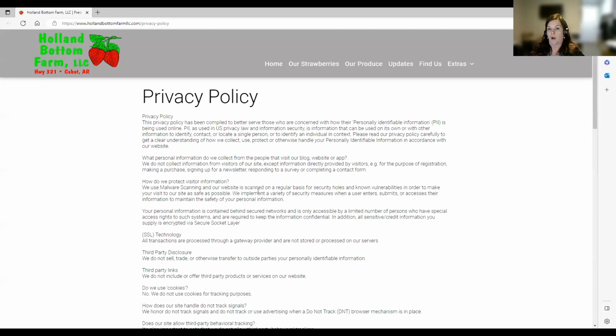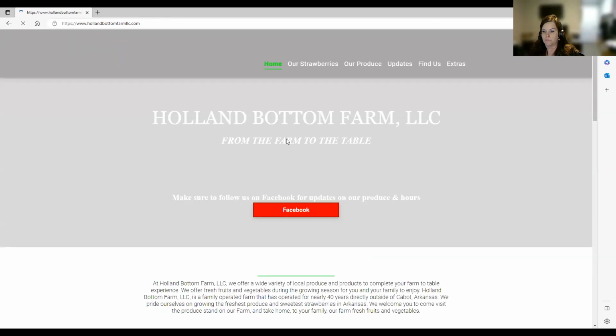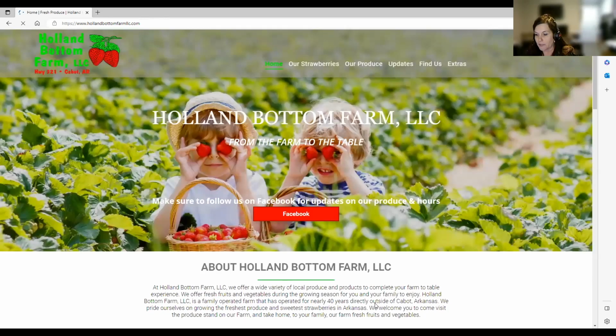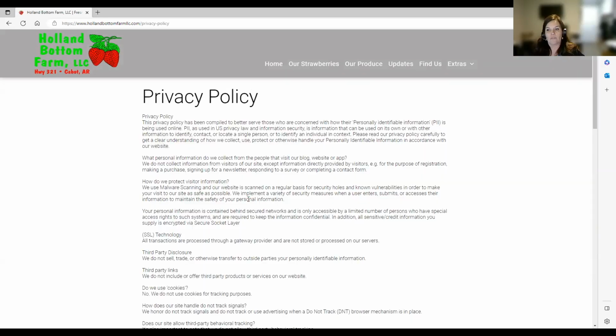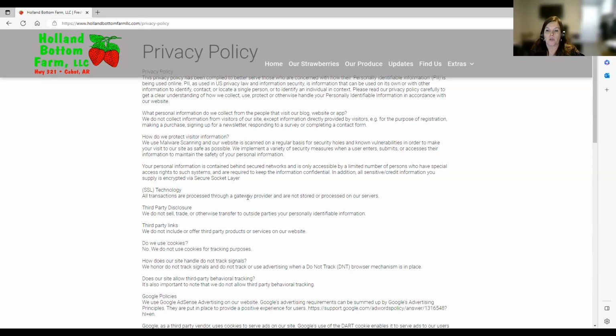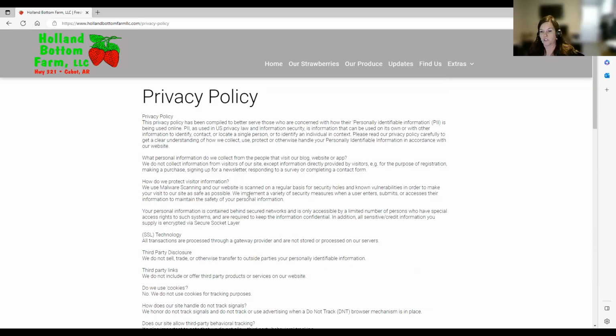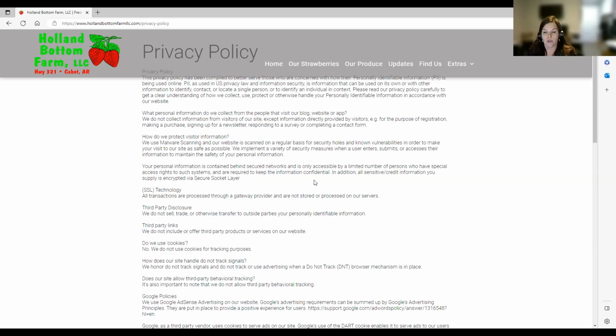So with Holland Bottom, if you go to their homepage, scroll to the bottom of the page, they have obviously their beautiful strawberries on there. Their privacy policy is located here. Reviewing their privacy policy, it talks about third-party disclosure. We do not sell, trade, or otherwise transfer to outside parties your PII. We do not use cookies for tracking purposes.